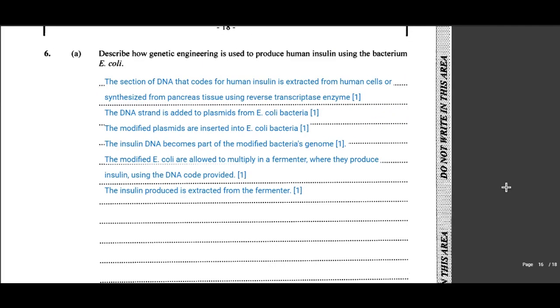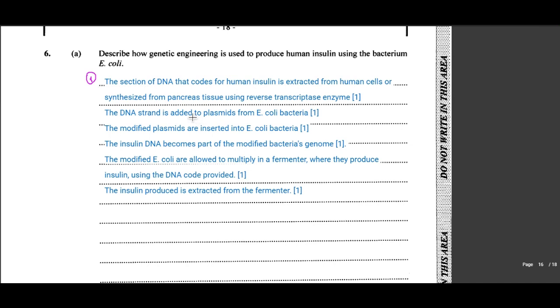And now for question 6. Describe how genetic engineering is used to produce human insulin using the bacterium E. coli. And this one is worth 6 marks, so 6 points, or 6 steps. So first step, isolate one section of DNA that codes for human insulin. So basically the gene for human insulin is extracted from human cells, or you can synthesize it using a particular enzyme.